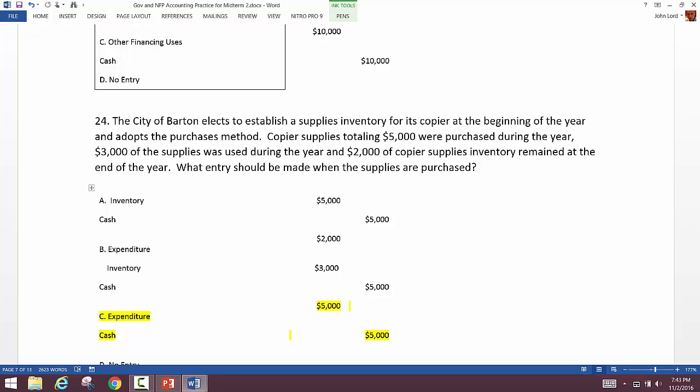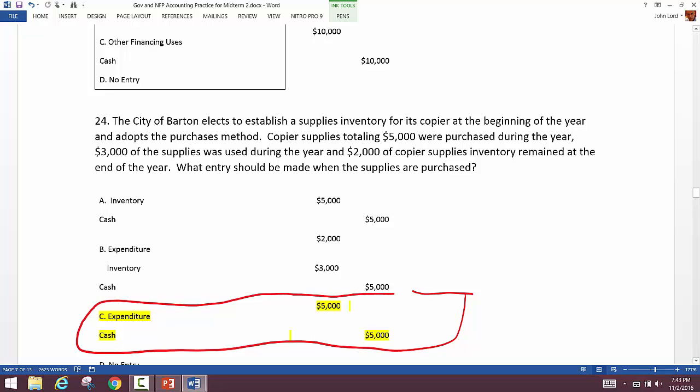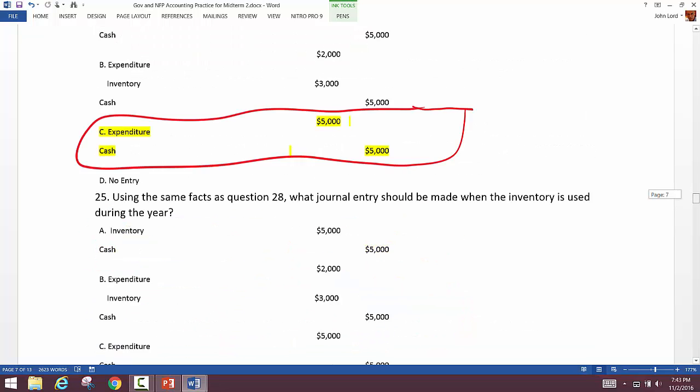Obviously, if they bought 5 and they used 3, there's going to be 2 left. So what entry should be made when the supplies are purchased, and if we're using what? We're using the purchase method. We treat that whole amount as an expenditure, right? Okay, right here. And obviously, if it was the consumption method, we would debit inventory. Okay, good. Coming down.